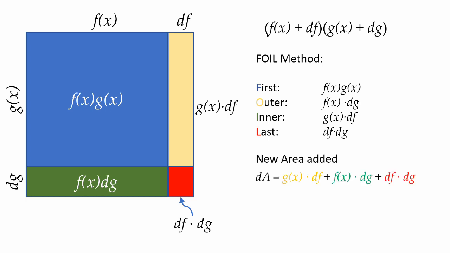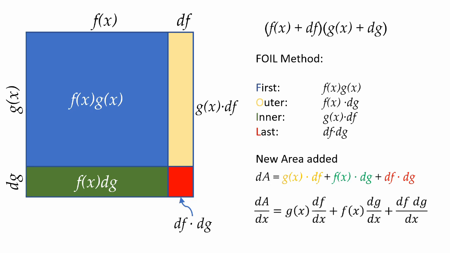In calculus, we're mainly concerned with the change. So therefore, I only need to consider the new area that's been added. If I do this, I have dA, the change in area, is equal to g of x times df plus f of x times dg plus df times dg. If I divide through by dx, I get dA over dx is equal to g of x times df over dx plus f of x times dg over dx plus df times dg over dx.